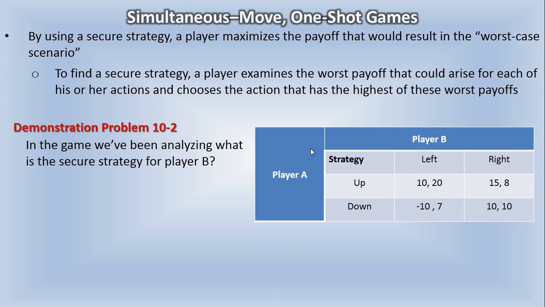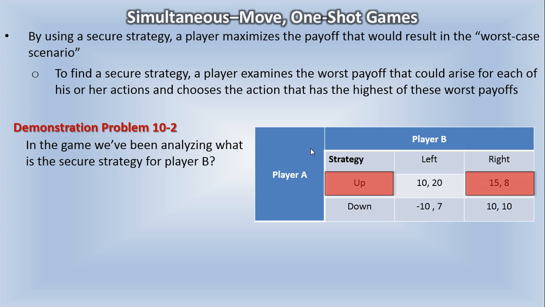Quick demonstration problem to help you figure out how to identify a secure strategy. So in the game we've been analyzing, what is the secure strategy for player B? We know player B does not have a dominant strategy. So then the question is, should player B play their secure strategy? Well, if they were to play their secure strategy, they would consider what they should do in response to player A choosing up. If player A chooses up, the worst thing that could happen is for player B to choose right and get 8. If they choose left, they get 20. If they choose right, they get 8. 8 would be the worst of those two.